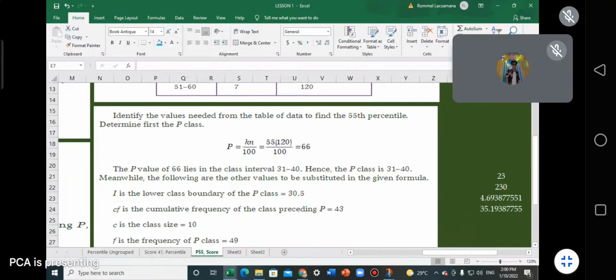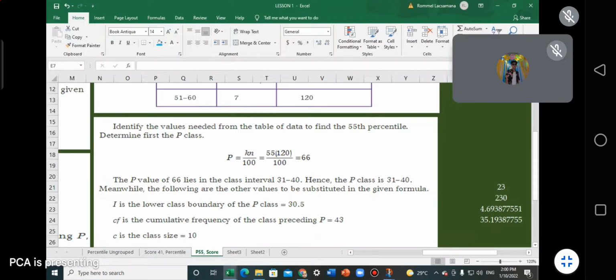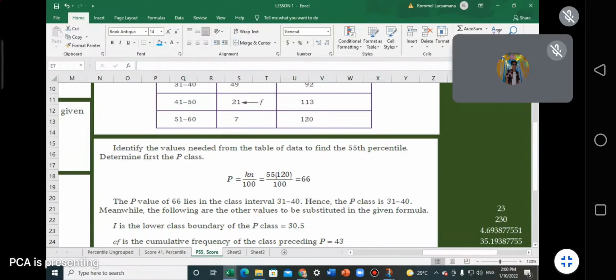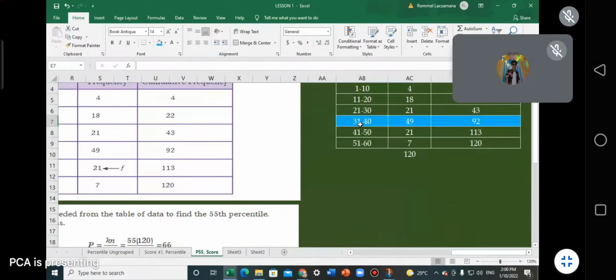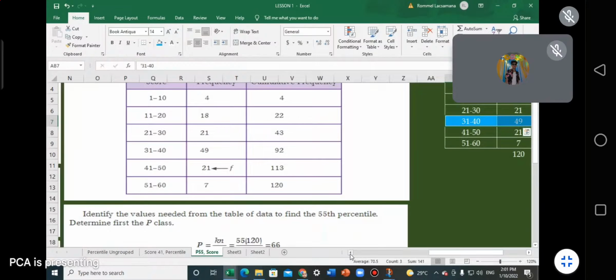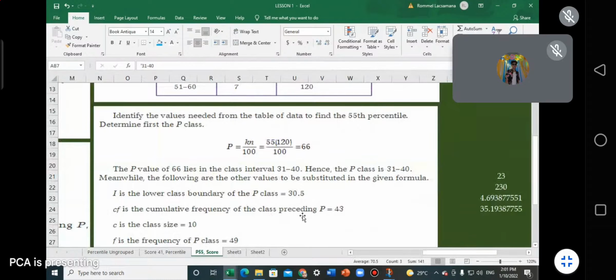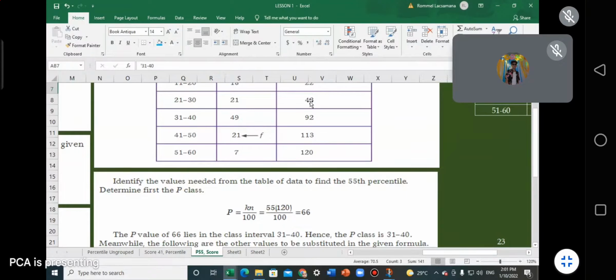The class preceding the P class or percentile class. It's not 92 but 43. This is the one that is highlighted. Remember this one? If this is the highlighted, the preceding is 43, not the 92, because 92 is the CF itself of that P class or percentile class. So we're looking for the preceding class CF. Here it is.